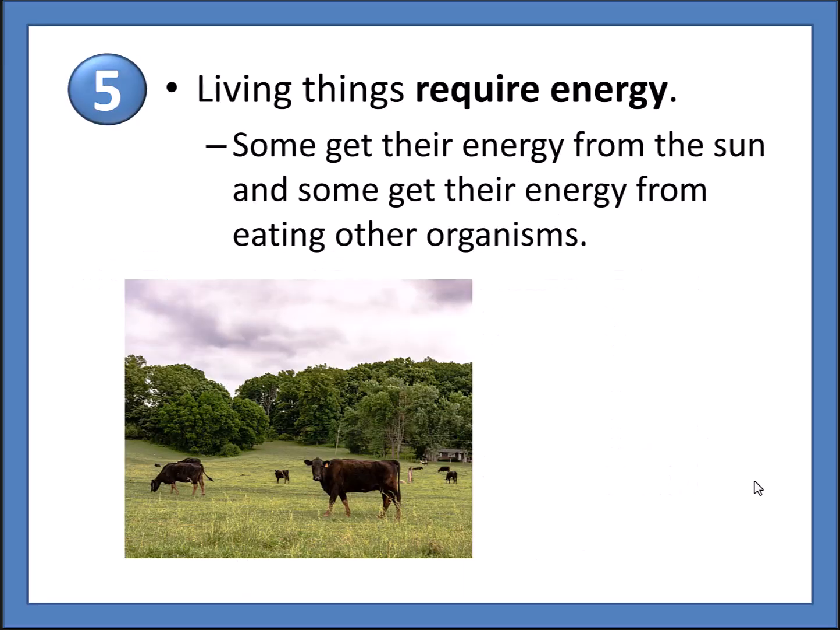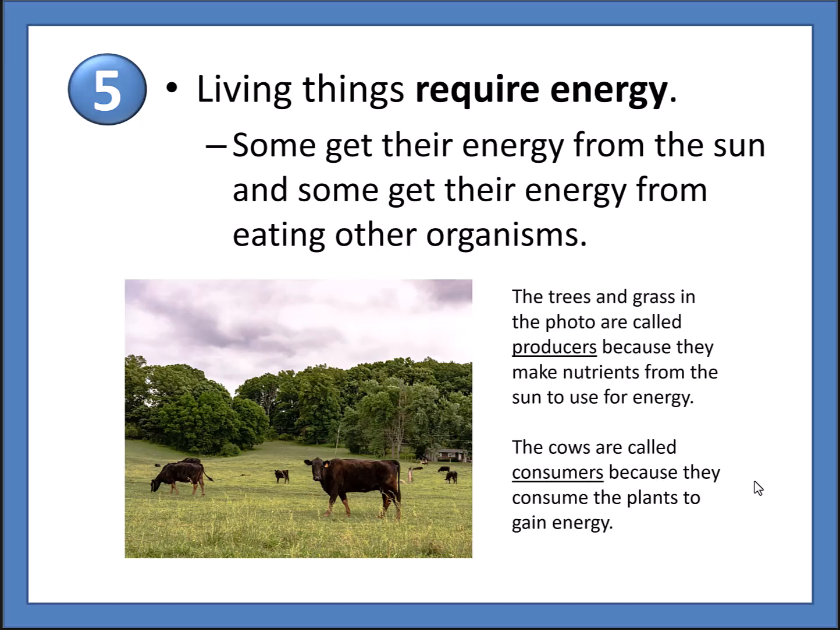5, all living things require energy. Some get their energy from the sun, and some get their energy from eating other organisms. The trees and grass in the photo here are called producers because they make nutrients from the sun to use for energy. So they are requiring energy, but they're able to make their own from the sunlight. Cows are called consumers because they consume the plants to gain the energy from the producers. They're not able to make their own food and therefore energy, so they have to get their energy from another source.